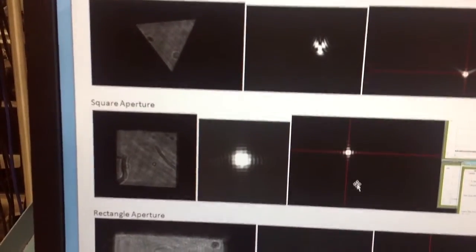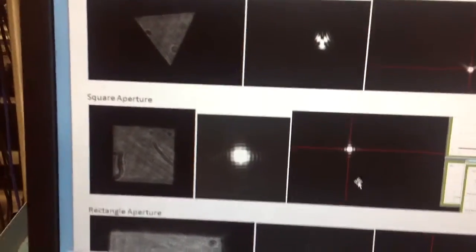The Fresnel image from a triangular aperture is fringes expanding from the corners. The Fraunhofer image of a triangular aperture is lines expanding from the corners. The Fresnel image of a square aperture is a bright square with bright and dark fringes expanding from its sides. The Fraunhofer image is a bright dot with fringes coming out of it vertically and horizontally.